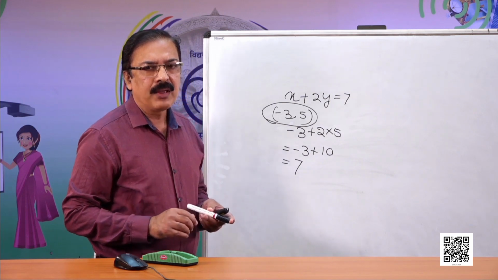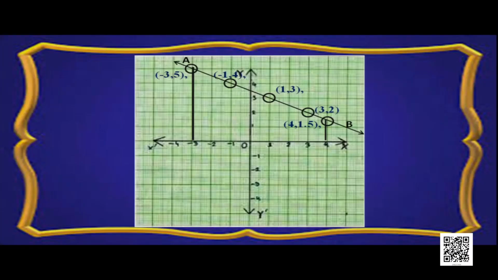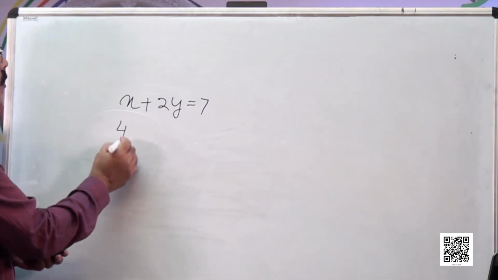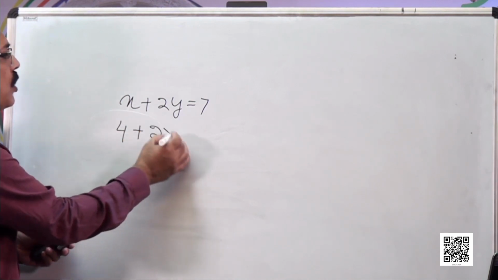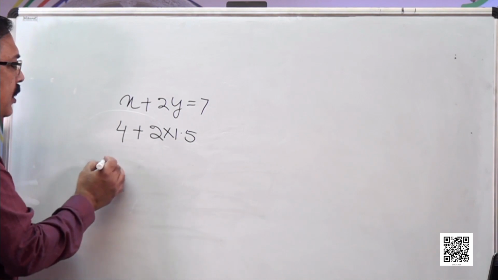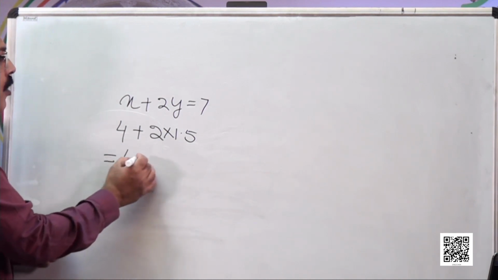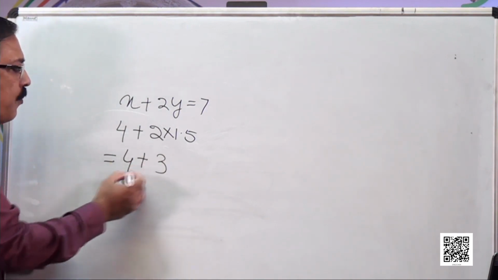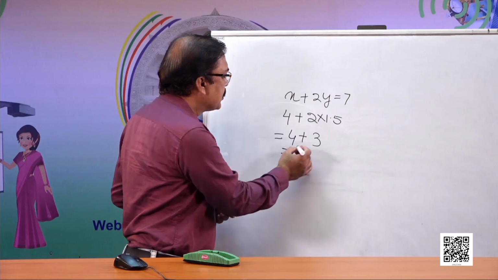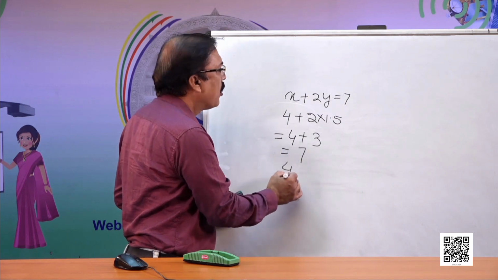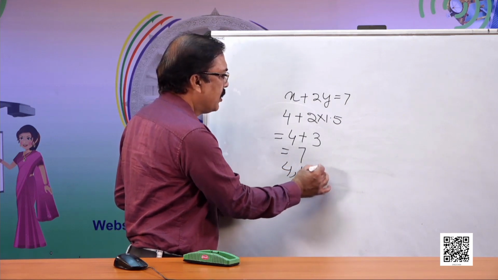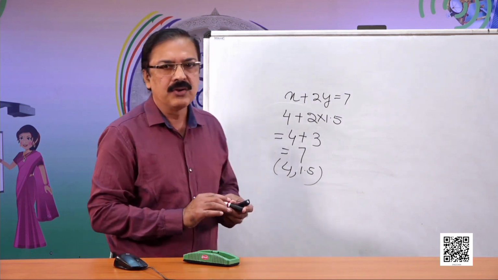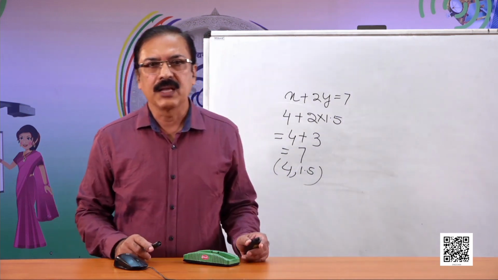Now let's see whether 4, 1.5 is a solution or not. x is 4 plus 2 into 1.5. This gives 4 plus 2 into 1.5 is 3. So 4 plus 3 is 7. So 4, 1.5 is also a solution to this equation.